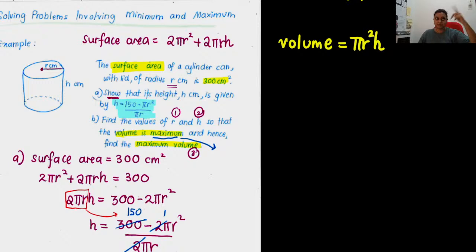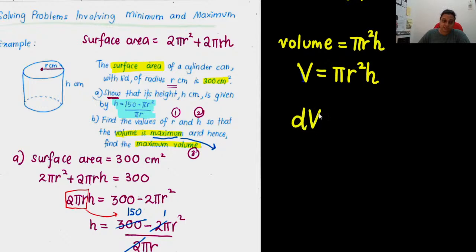because maximum and minimum can only happen when you do differentiation. Without differentiation, you cannot get a maximum point or minimum point. So therefore volume is maximum. If volume is maximum, how do I differentiate this? What should I use? Because this is now something to do with volume. It's V equals pi r square h.